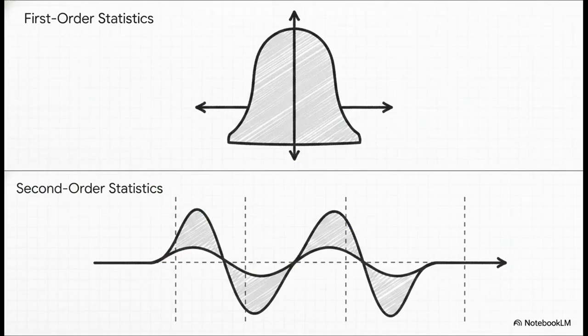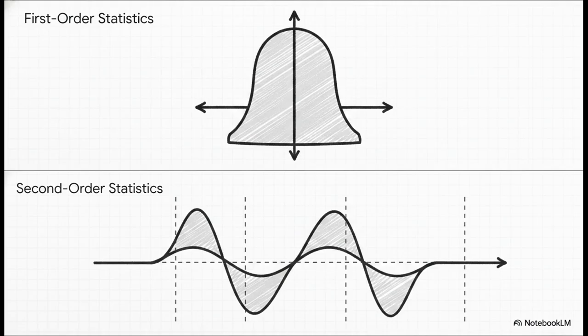So, how do we actually build those tracks mathematically? Well, we start with first-order statistics. These give us the mean, which is mathematically defined as the expected value of x of t. We also calculate the variance, which is the expected value of x of t minus the mean, all squared. That basically tells us how widely the signal disperses from its center.